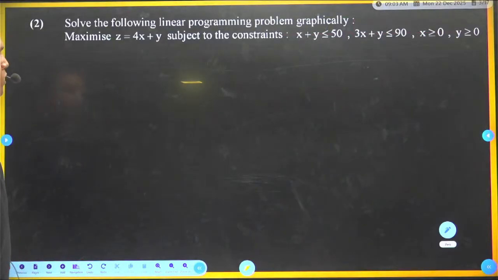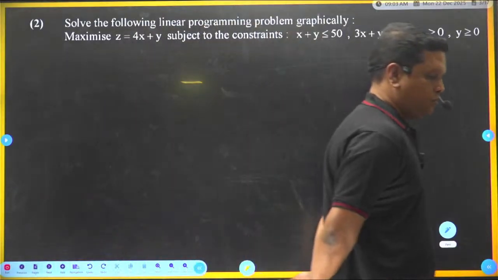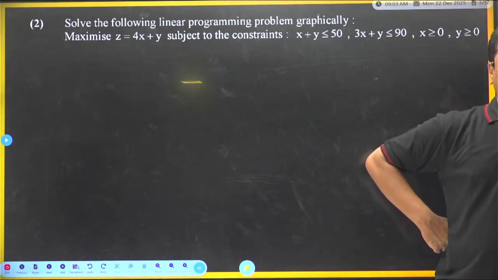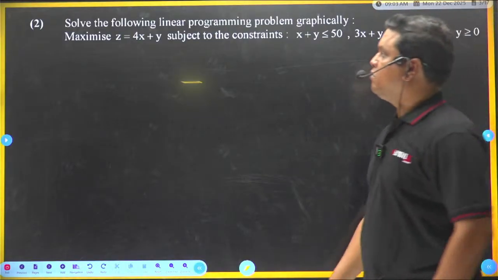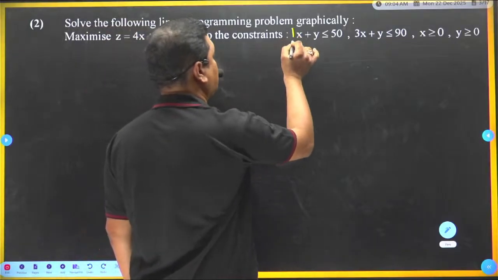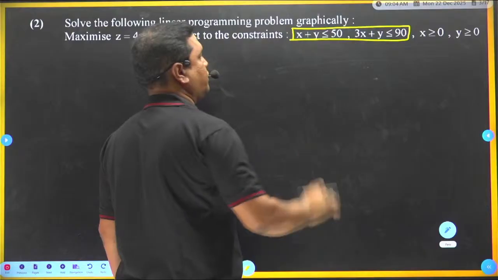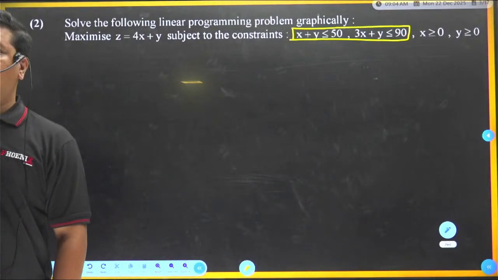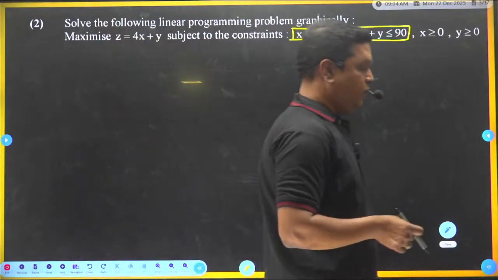Now next, write down question number 2. Maximize Z equal to 4x plus y, and constraints are given. 2 constraints: x plus y less than or equal to 50, and 3x plus y less than or equal to 90.